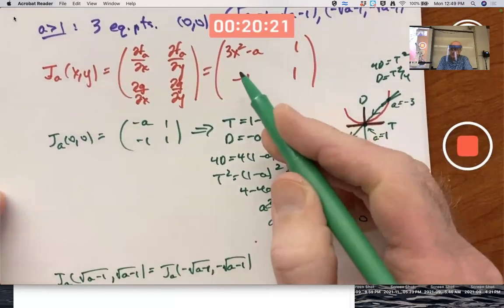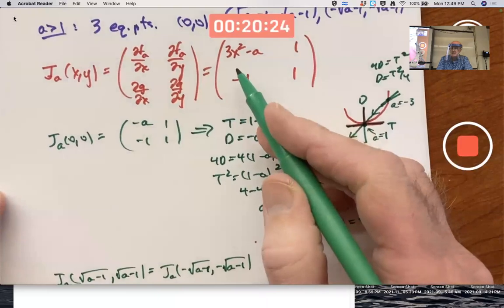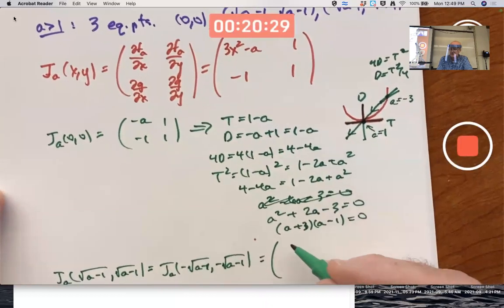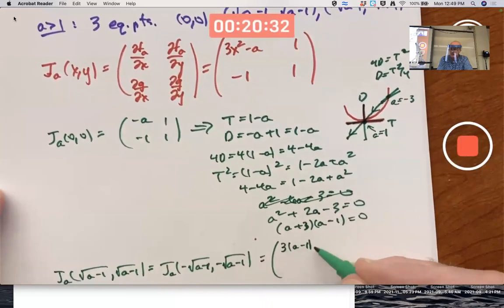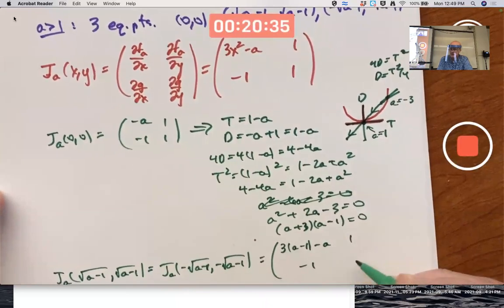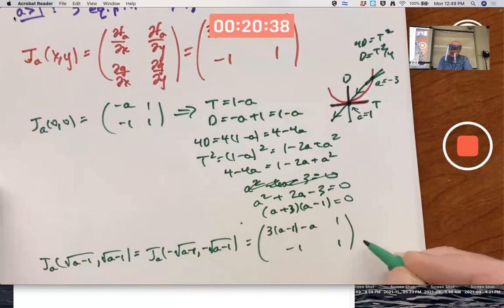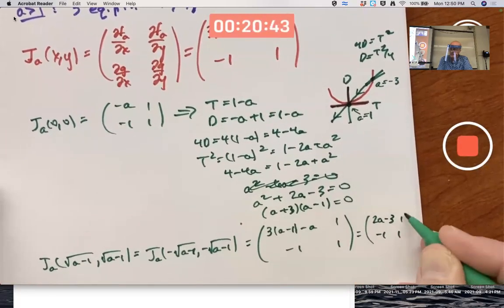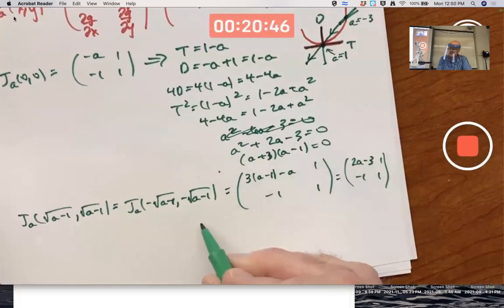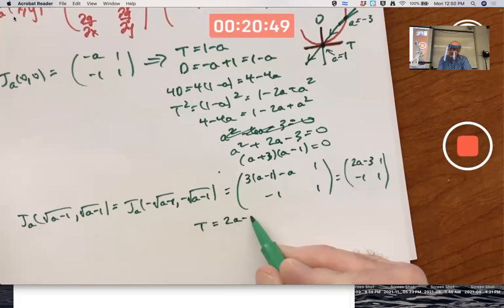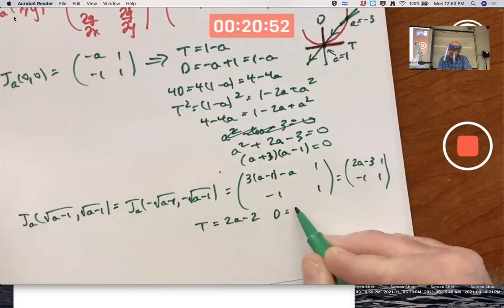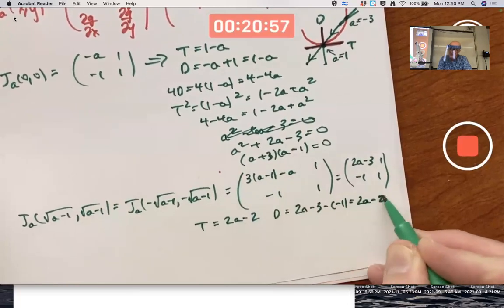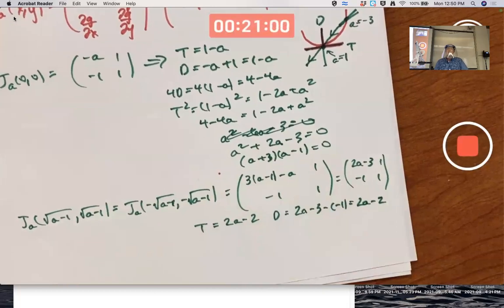I'm replacing x with either plus or minus square root of a minus 1. That means the square root goes away, and the negative sign goes away with this one. So I get 3 times a minus 1 minus a. I still have a 1, a negative 1, and a 1. And that simplifies to 2a minus 3, 1, negative 1, 1. And that's got a trace of 2a minus 2 and a determinant of 2a minus 3 minus negative 1, which is also 2a minus 2. Okay, so this example is working out nice. In both cases, the trace and determinant are the same.